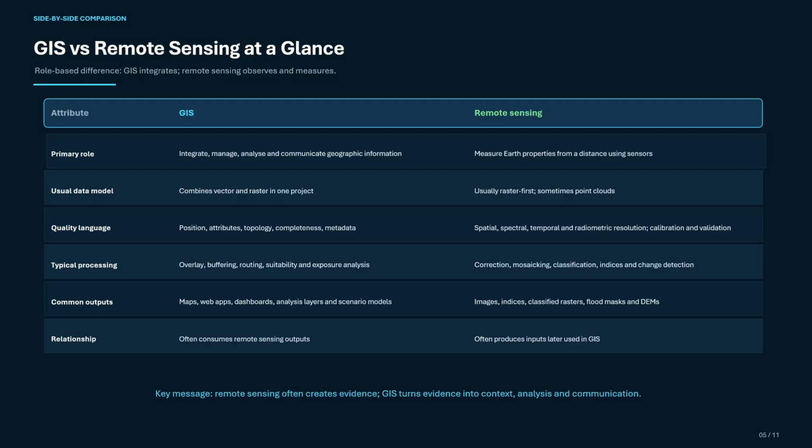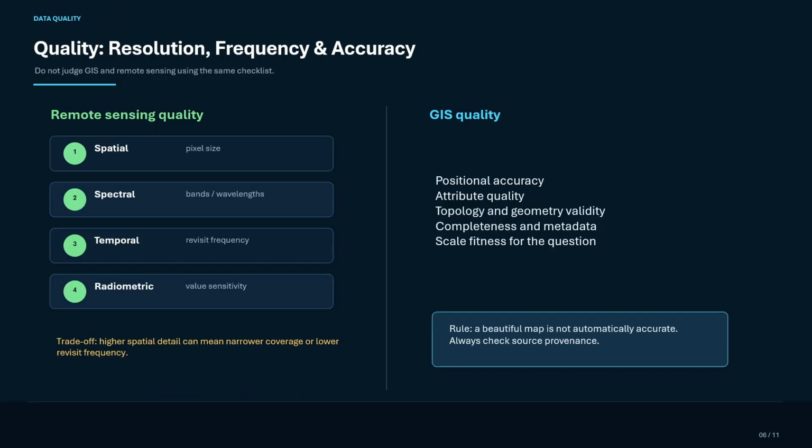For example, remote sensing can detect flood water from a satellite image, but GIS can combine that flood layer with roads, houses, hospitals, and population data to understand who and what is affected. So, the key message is remote sensing measures from a distance and GIS adds context, analysis, and communication. Another important difference is how we judge quality.